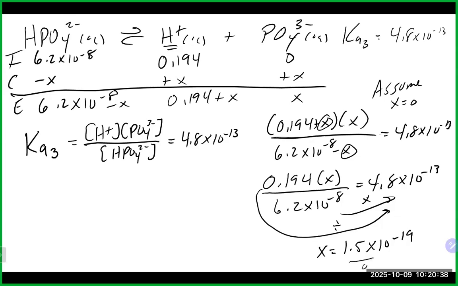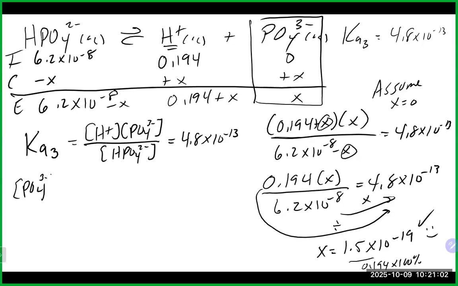So you could divide it by 0.194 and multiply by 100, and you should still be fairly safe, and you are. You're nowhere near 0.1%. So again, the check here is good. That allows us now to get to our phosphate concentration. As you can see from our table, in this case, X equals the phosphate concentration. So we have 1.5 times 10 to the minus 19 molar in this case.